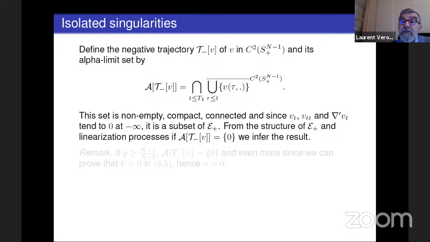So the result is that when you let t go to minus infinity in the equation itself, and you say that Vt, Vtt, and your prime Vt go to 0, you are left with just the equation satisfied on the sphere. So what we know is that the alpha limit set is a non-empty compact connected subset of the set of positive solutions.